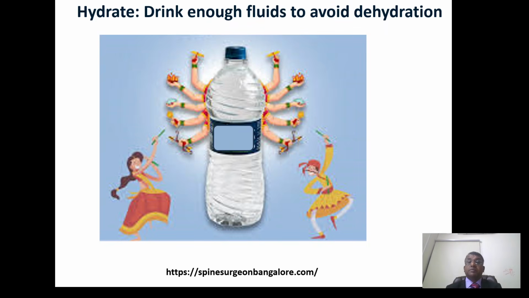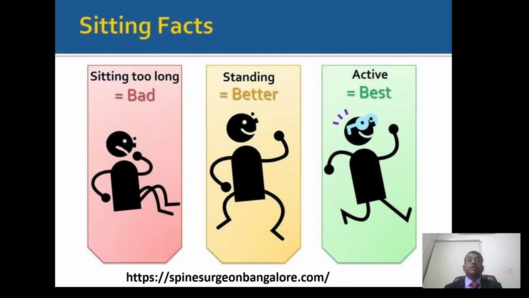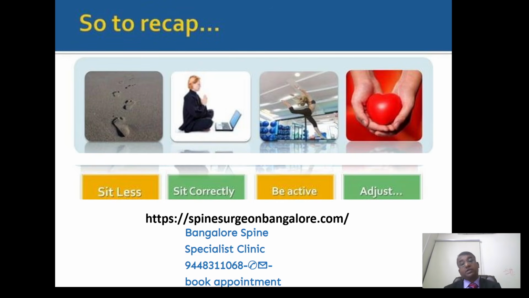A bonus point for spine health is to stay hydrated, to drink enough fluids so as to avoid dehydration. Muscles work very well when they are well hydrated. So sitting too long is definitely bad. Standing is better than sitting. The most ideal way to protect our spine is to stay as active as possible. Sit less, be active, and adjust your lifestyle according to your spine.